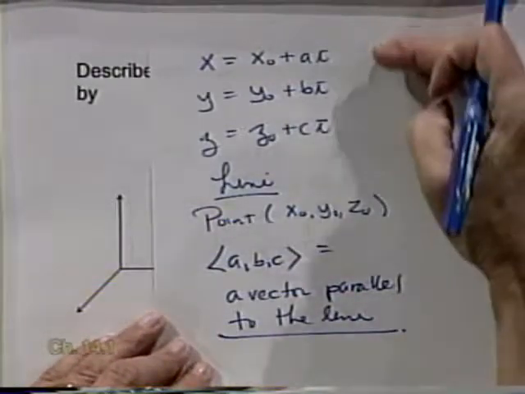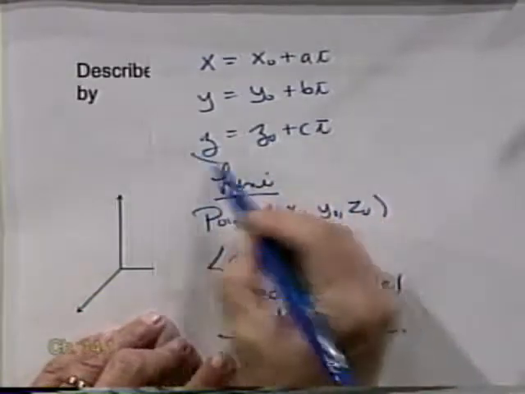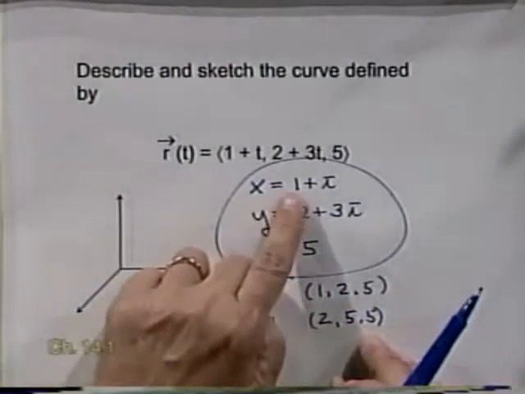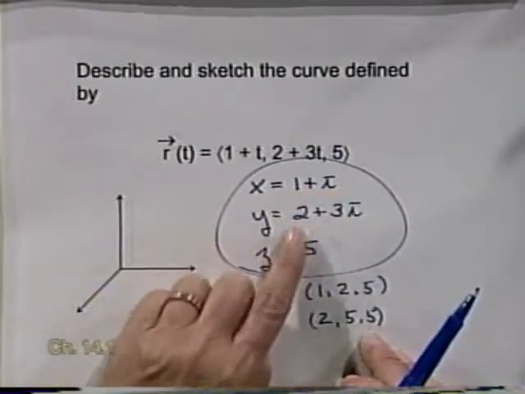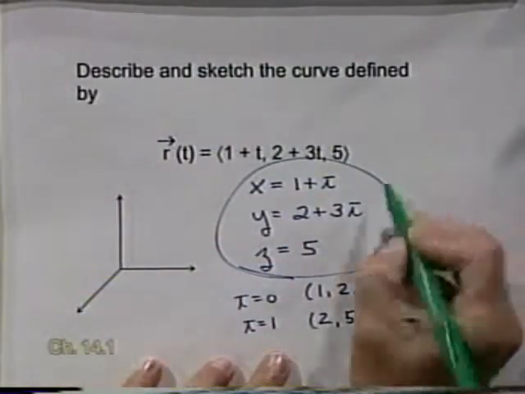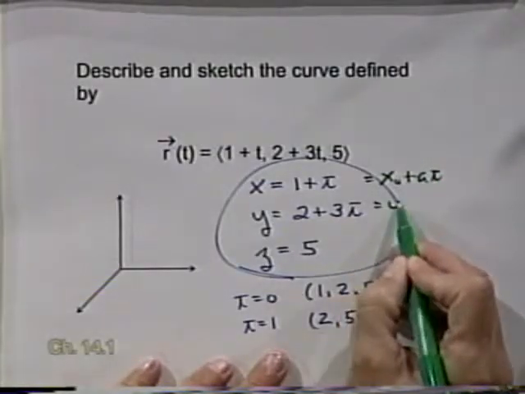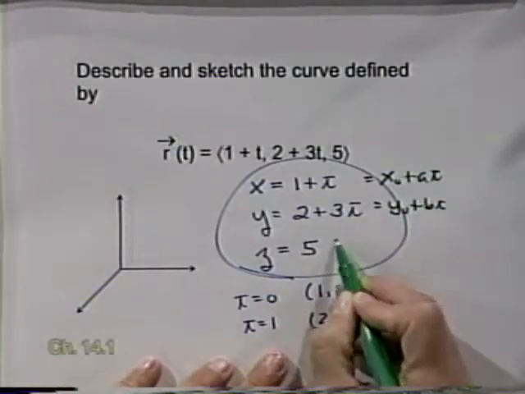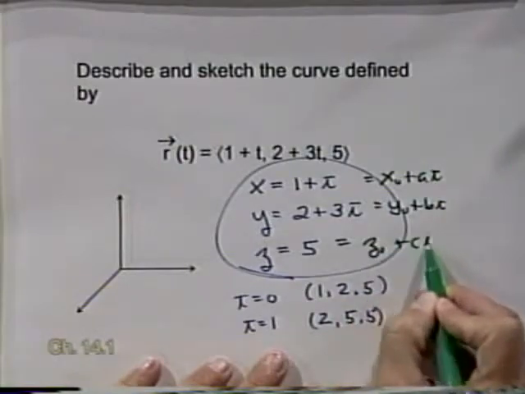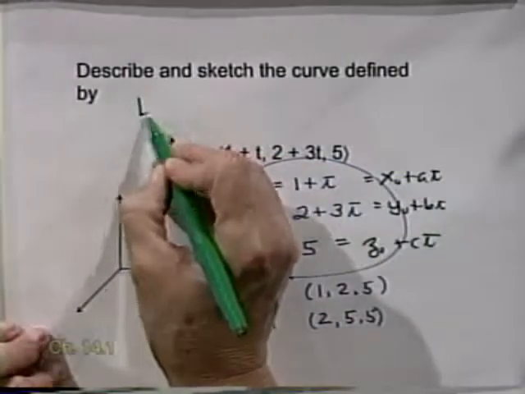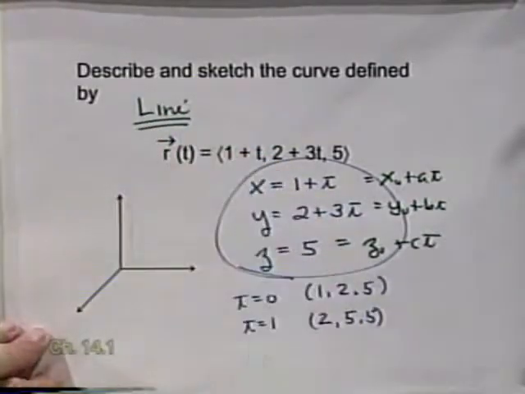If I have a set of parametric equations, this is the set of parametric equations. So guess what this is? This is in the form of x equals x naught plus at, y equals y naught plus bt, and z equals z naught plus ct. That's exactly what it is. So it's a line. This is the equation of a line.